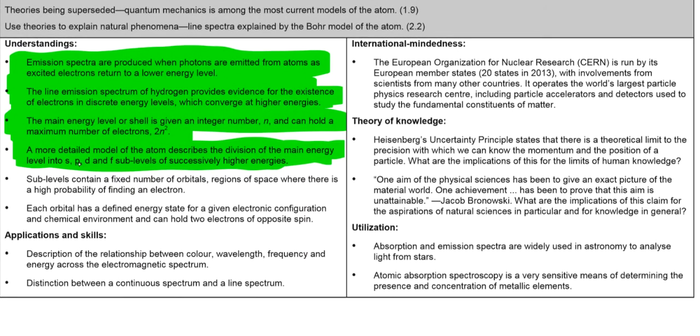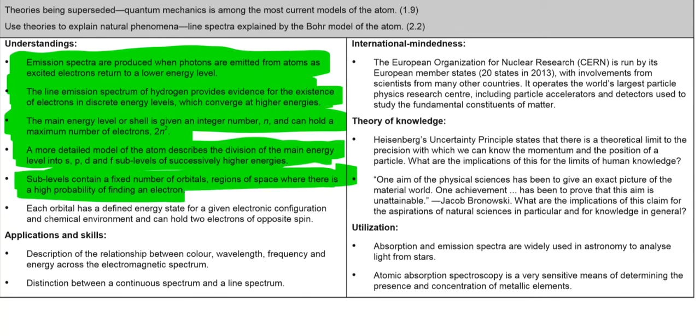Sublevels, so you need to know about the S, P, D, and F orbitals. If you study this, you'll understand why we have the S block, P block, D block, F block in the periodic table. S, P, D, F is the order from low to increasing energy, and also from smaller to larger orbital size. Sublevels contain a fixed number of orbitals, regions of space with a high probability. We already said that.